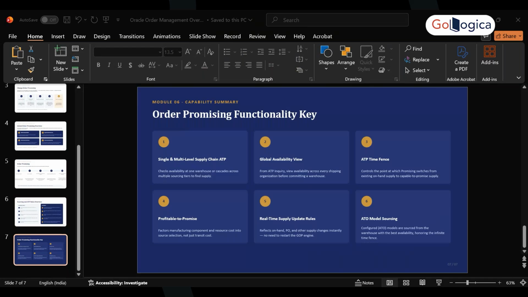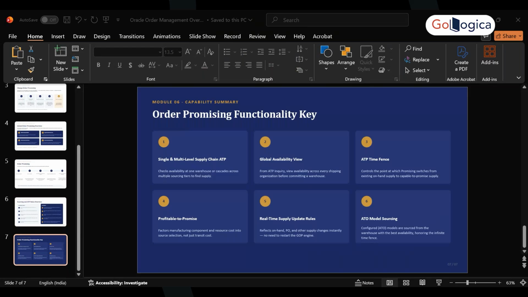This capability helps the organization optimize operational cost and improve business profitability without compromising customer service. And next one is real-time supply update rules. Supply chain information changes continuously: new inventory may be received, the purchase order may be completed, the manufacturing orders may finish production, or the transport orders may arrive at the destination warehouse. Oracle Global Order Promising automatically reflects these supply changes in real time, and there is no need to restart or manually refresh the promising engine.